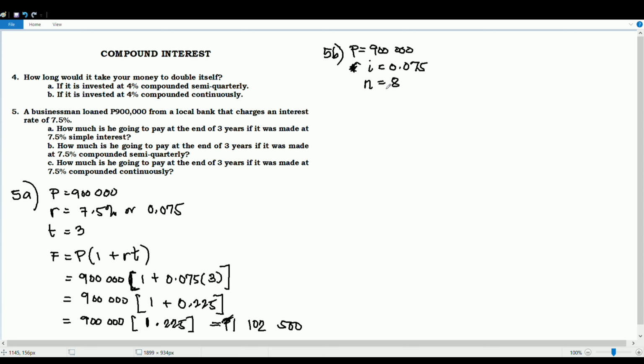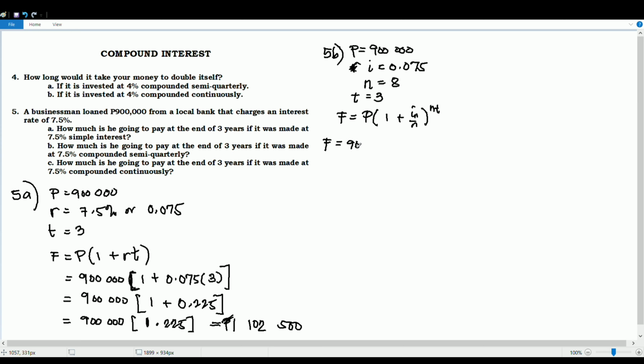And then, what formula are we going to use? We will be using the formula of F equal to P times 1 plus i sub n over n raised to nt. This is a compound interest that is compounded more than once a year, and that we have our term is 3 from the given item. That's letter B. So we have to substitute the values. So we are looking for the value of F.